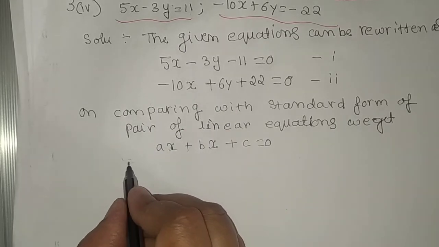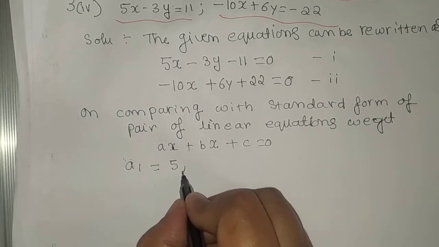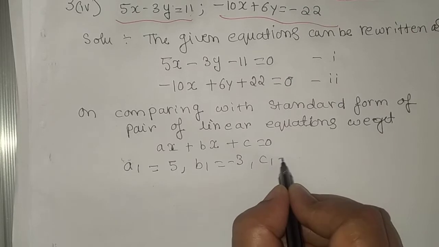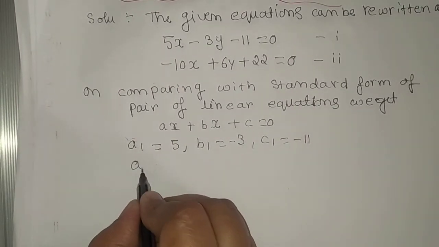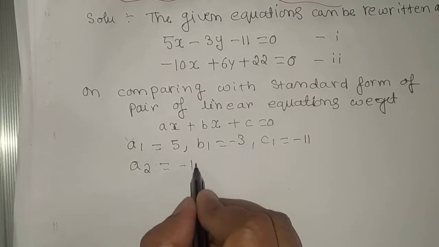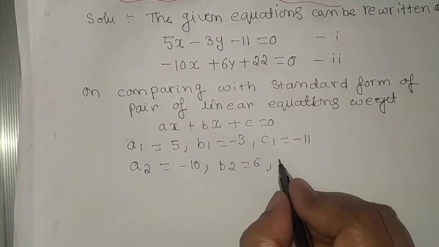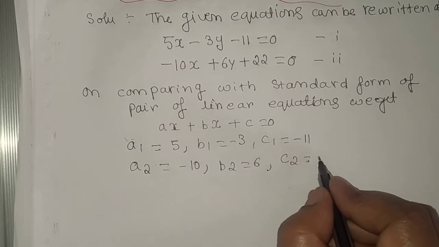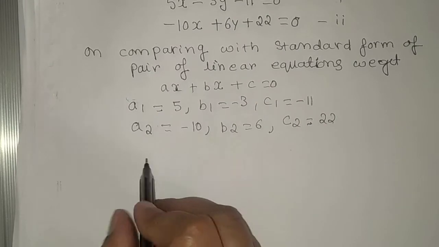For the first equation, we can take it as a1. a1 is 5, b1 is what? Minus 3, and c1 is equal to minus 11. Similarly, for the next equation, a2 is minus 10, b2 is equal to 6, and c2 is equal to 22. So these are a, b, c.